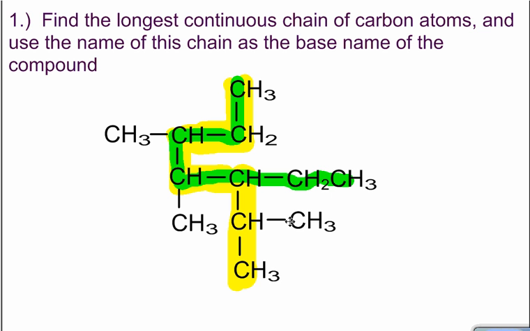Now, for the organic compound here, there are 2 different colored lines. The yellow line represents 7 carbons, but so does the green line. So I have 2 chains of equal length. You want to use the longest chain that has the most number of substituents. So the yellow line contains the most substituents, so that's the chain we're going to follow.